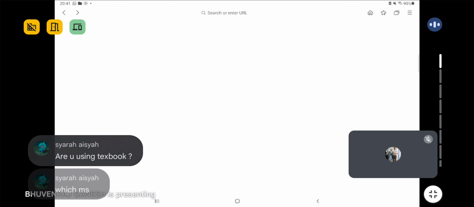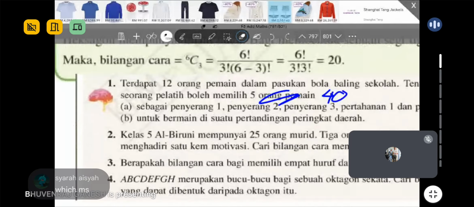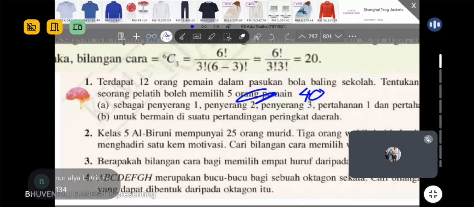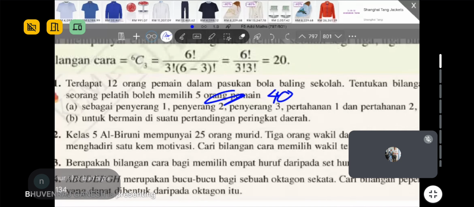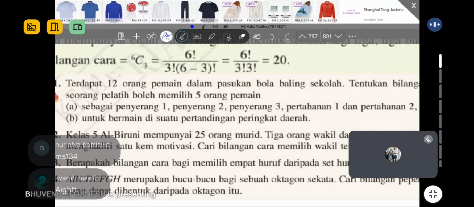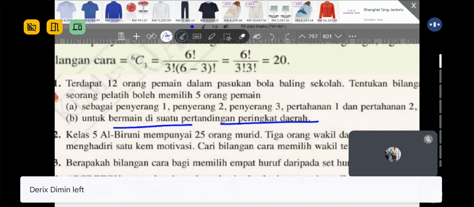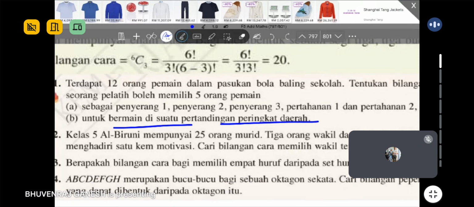Yes, you can refer textbook. Under combination, gabungan. Yang paling awal, gabungan. Alright, so question B. They ask you how many total way to choose the players to play for a peringkat daerah. So how guys? Soalan B.